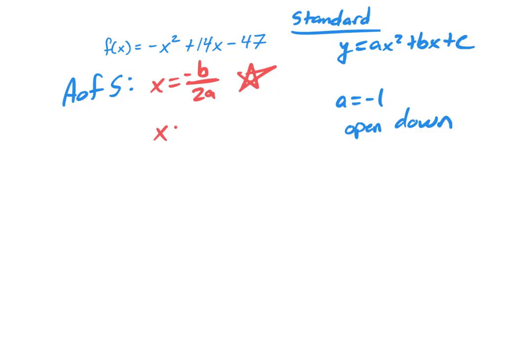So in this case, we're going to do the opposite of 14 over 2 times -1. That's -14 over -2, which is 7. So my axis of symmetry is x equals 7.